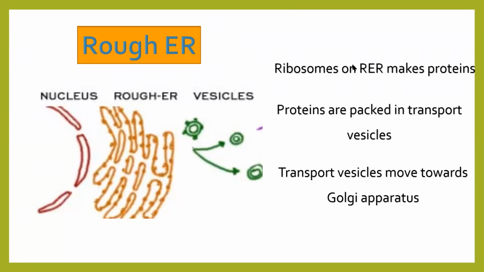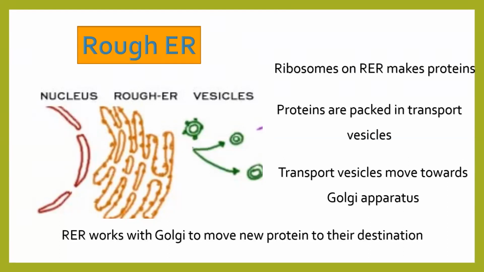ये transport vesicles कहाँ जाएंगे? They will go and meet at Golgi, and endoplasmic reticulum will work with Golgi ताकि जो भी proteins बने हैं वो अपने अपने destinations पे बराबर से पहुंचे. Okay, so we are stopping the lecture right here.